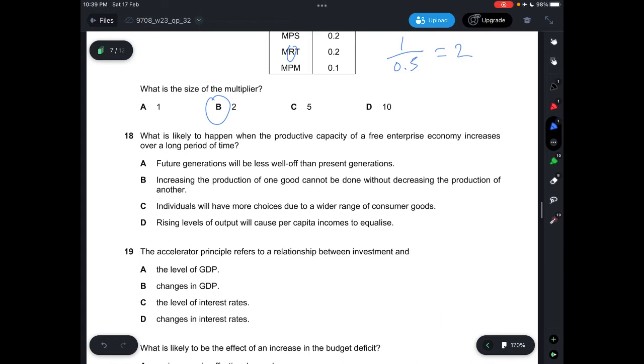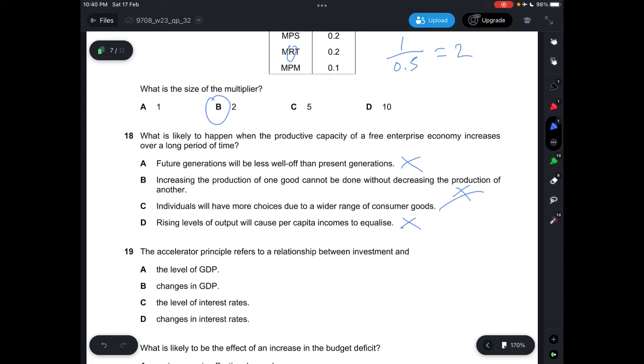Right. Question 18, what is likely to happen when the productive capacity of a free enterprise economy increases over a long period of time? Productive capacity meaning that you have space for more production. A says future generations will be less well off, which is incorrect. They will be more well off because of the productive capacity. B says increasing production of one good cannot be done without decreasing the production of another, which is incorrect. There is indeed Pareto optimality in this case. C says individuals will have more choices, which is correct. D says rising levels of output will cause per capita income to equalize, which is incorrect.